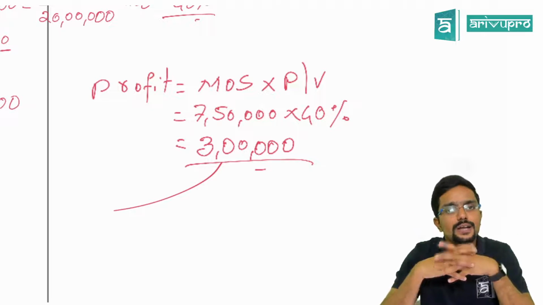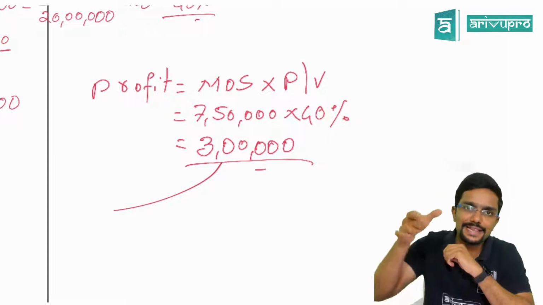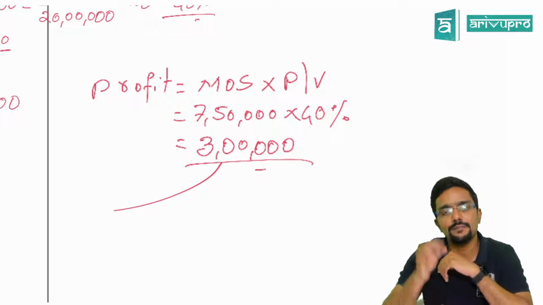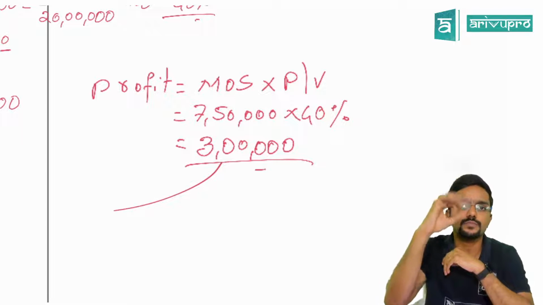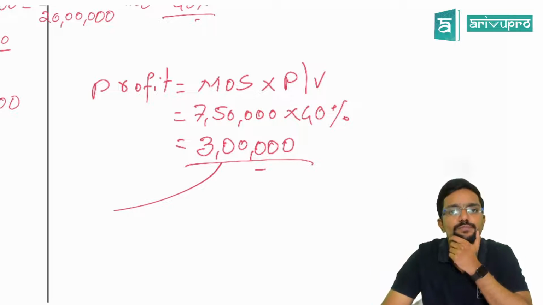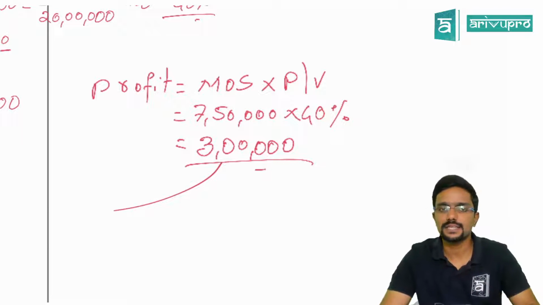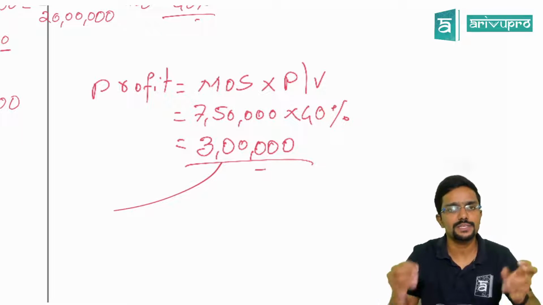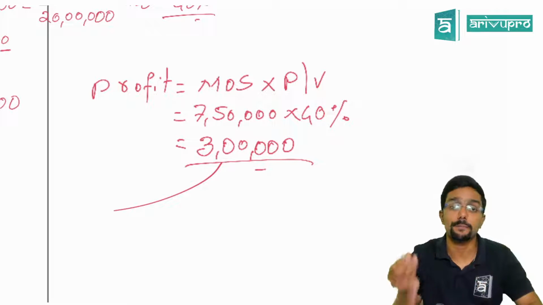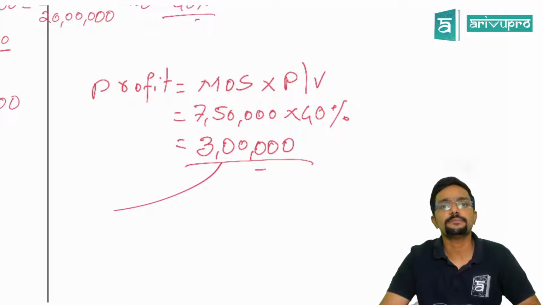Contribution. And that contribution is equal to my profit, because for making this 7,50,000 sales, my fixed cost is 0. So whatever contribution I will get will be equal to profit. So I'm just straight away taking margin of safety, which is nothing but additional sales, into PV ratio. Actually, by doing this, I will get contribution, not profit. But that contribution is only equal to my profit.